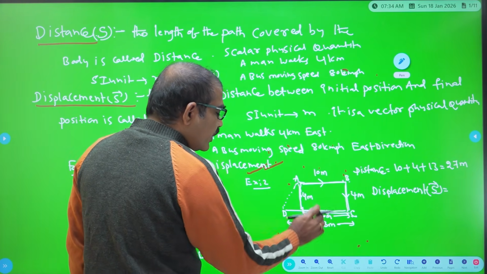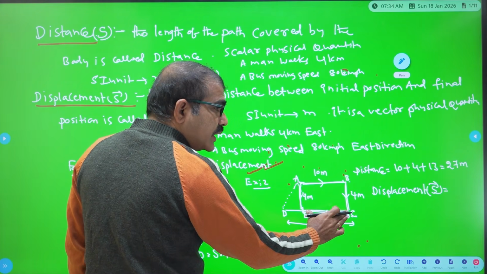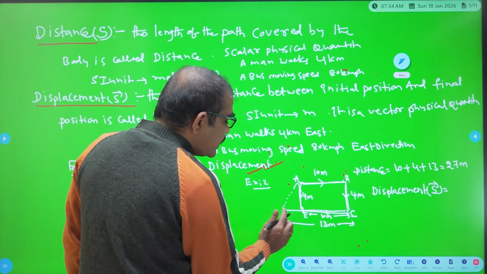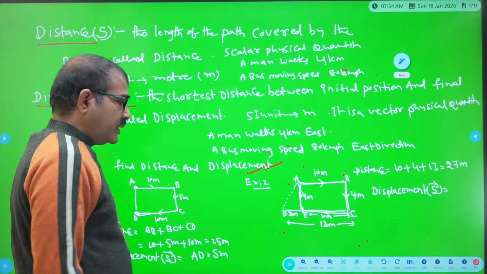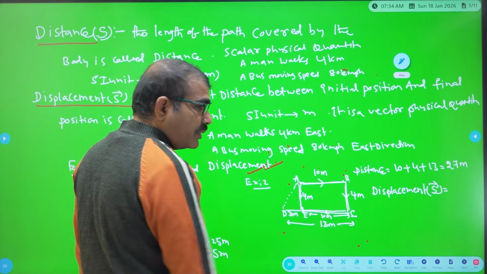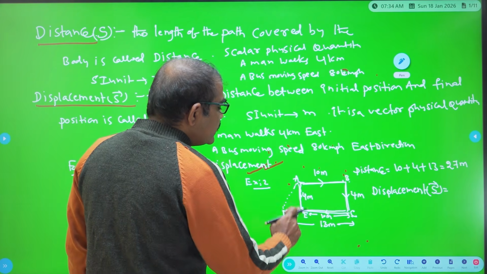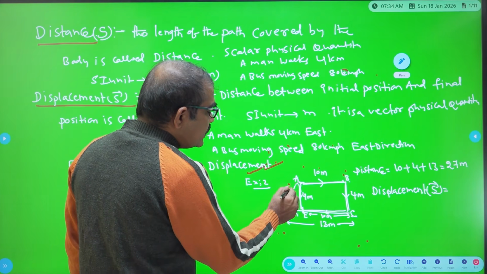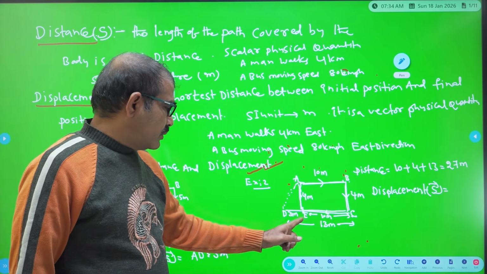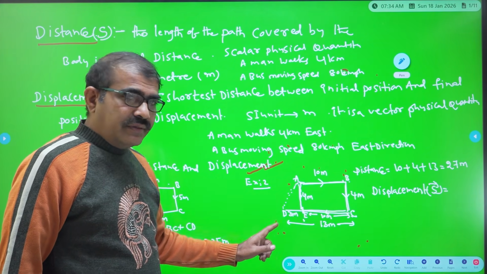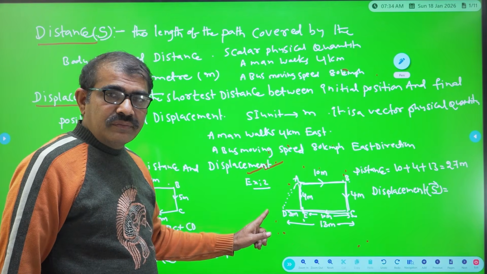From 13 meter, subtract 10 meter. So this length is 3 meter. This is 3 meter, this is 4 meter. Now this dotted line is equal to how much? A to E is 4. E to D is 3.